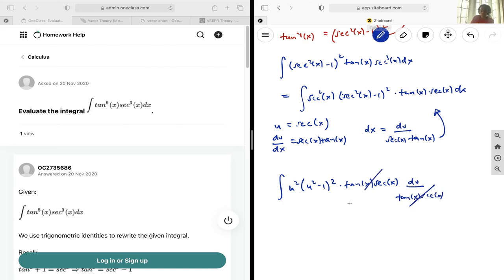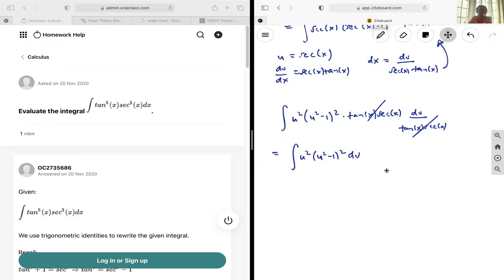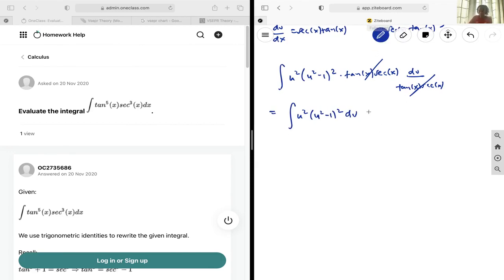This will allow these two to cancel, so we're just finding the integral of u squared into u squared minus 1 squared over du. This is much easier as we can just use the exponent rule. So first let's expand that out, and it'll become the integral of u to the power 6 minus 2u to the power 4 plus u squared all over du.